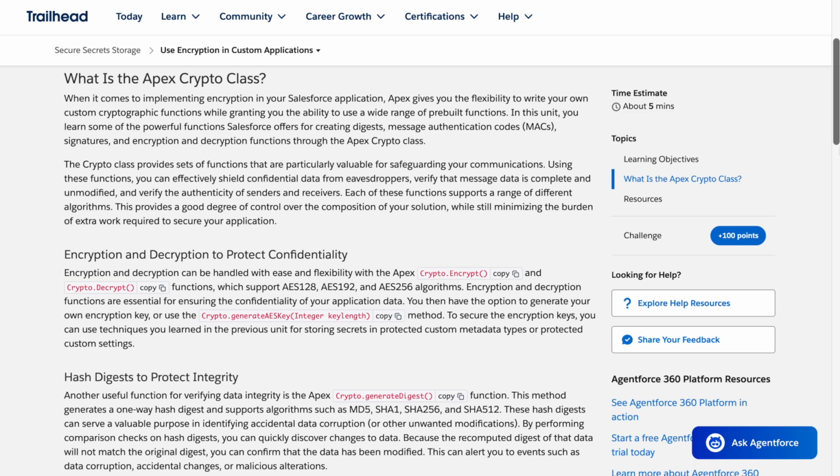The crypto class provides sets of functions that are particularly valuable for safeguarding your communications. Using these functions, you can effectively shield confidential data from eavesdroppers, verify that message data is complete and unmodified, and verify the authenticity of senders and receivers. Each of these functions supports a range of different algorithms. This provides a good degree of control over the composition of your solution, while still minimizing the burden of extra work required to secure your application.